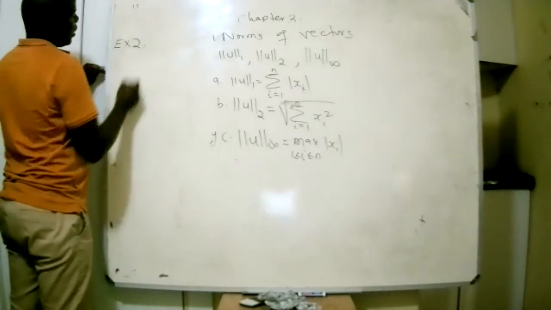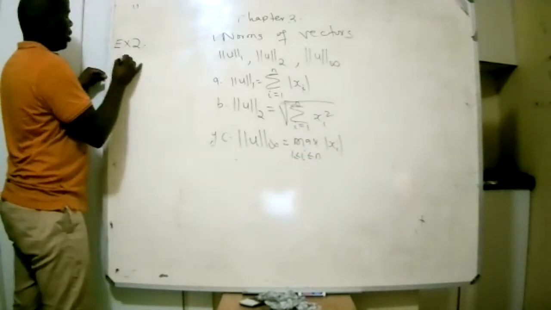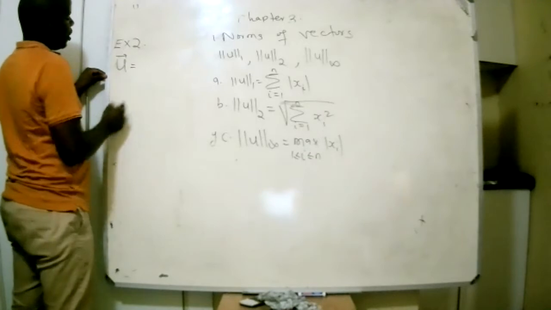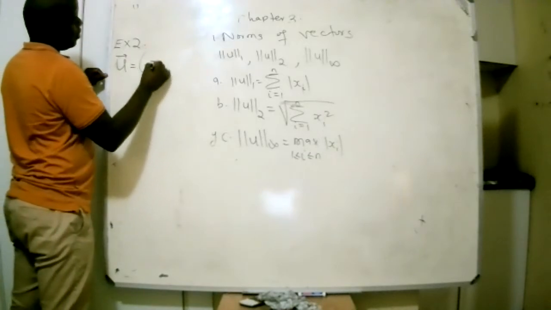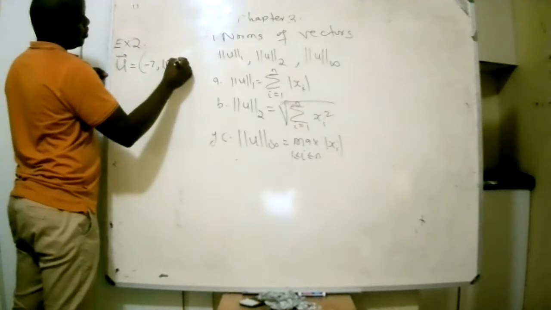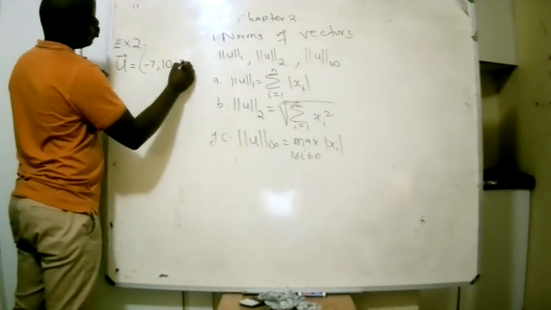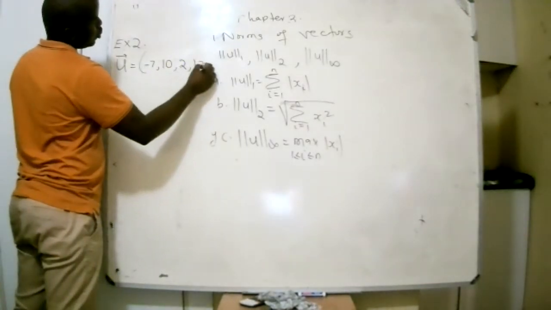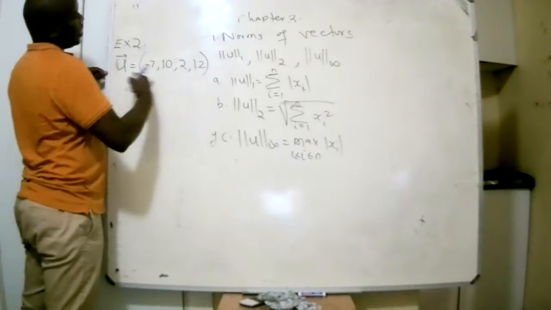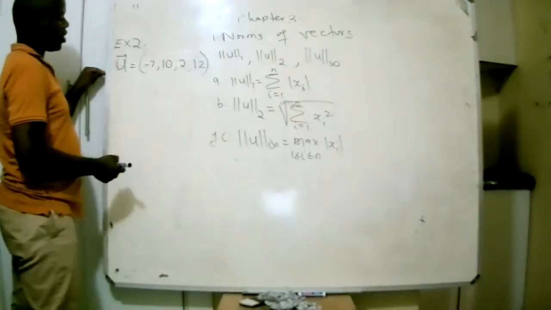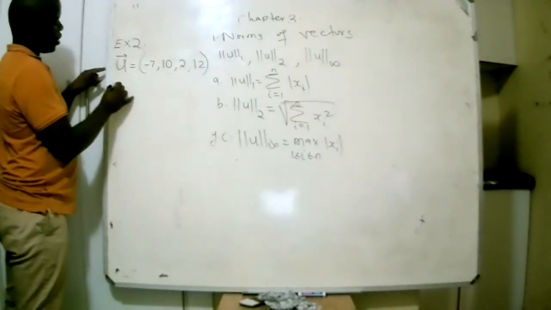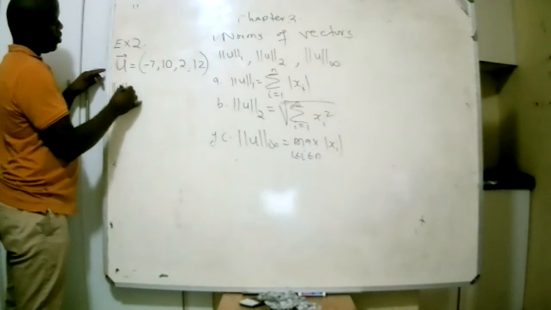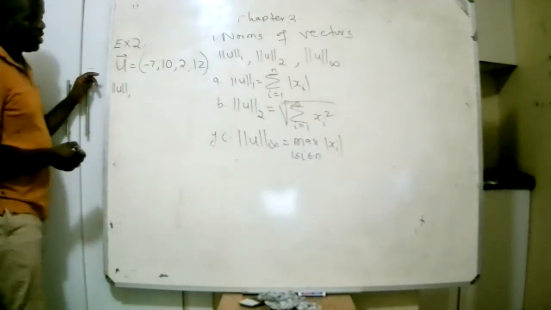So this is our second example. Let's say we have this vector u given by -7, 10, 2, 12. So it doesn't matter how many components we have here. So now let's check one norm. Let's check one norm for this.